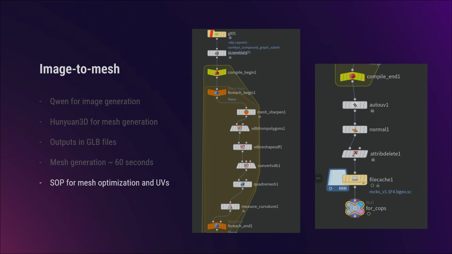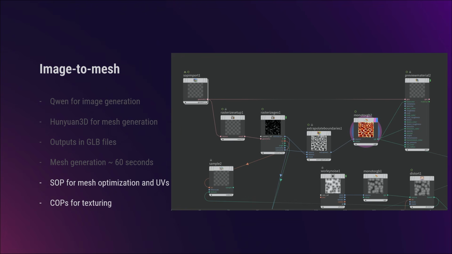And then once you have the assets out, you can jump into SOPs for mesh optimization. So I just converted to VDBs, did a quad remesh, and then measured some curvature, and then did some auto UV, our favorite Houdini nodes. And then we bring back to Copernicus, and then we do some sampling to get the UV space, do some texturing, maybe sample our curvature and normal out of that, and then we can do our shading and get the final image you guys saw earlier.